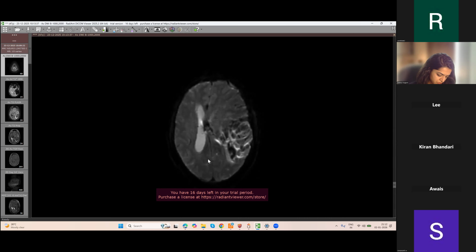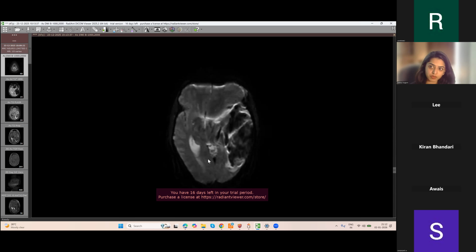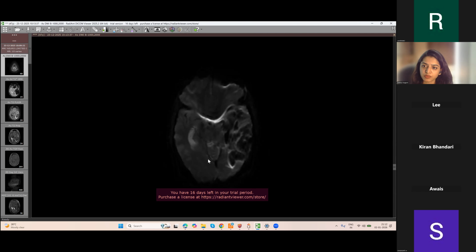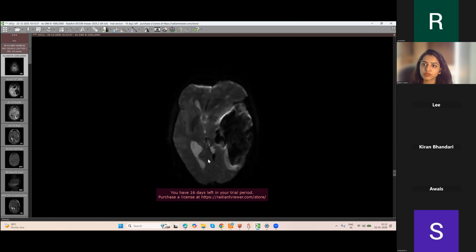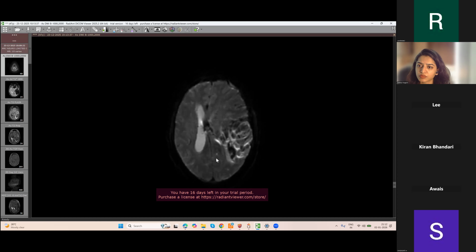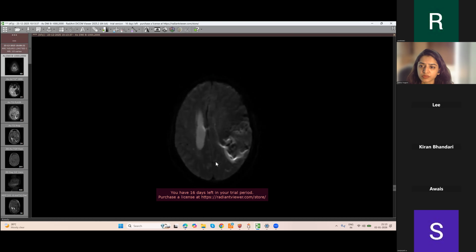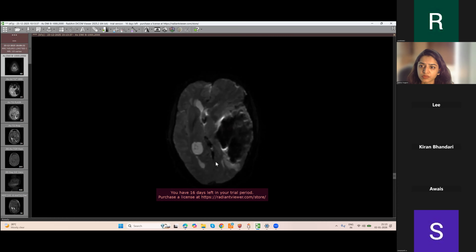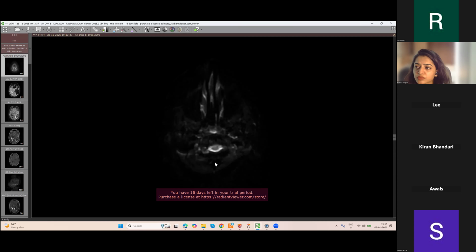This is a diffusion weighted image, right? I can see that there is no significant or subtle patchy diffusion restriction seen, which I would like to correlate with the ADC finding. And I would also like to start with the T2 weighted images to start giving my findings.